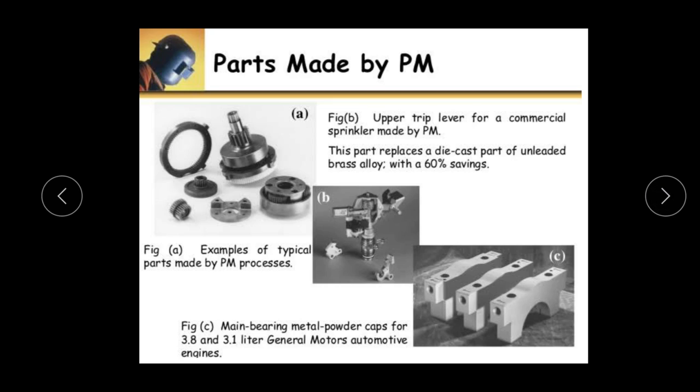Yes, dear students, as we can see, image A is an example of typical parts made by the PM process. These are engine components made by the PM process. And in image B, the upper strip lever for a commercial sprinkler is made by the PM process. These parts replace the die-cast part of unsealed brass alloys with 60% savings. In image C, the main bearing metal powder caps for a 3.8 and 3.1 liter General Motors automotive engine.